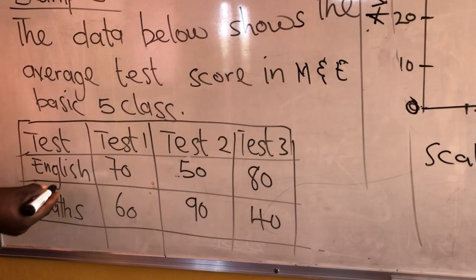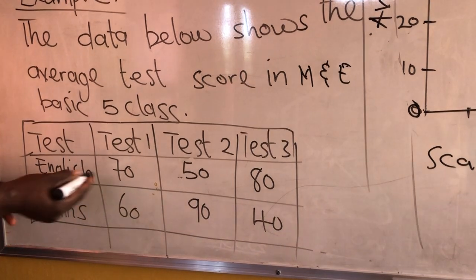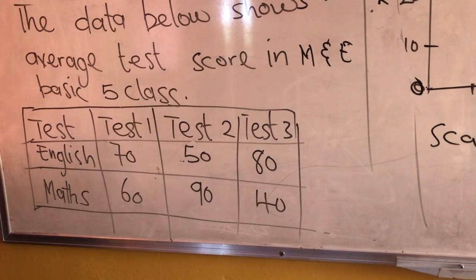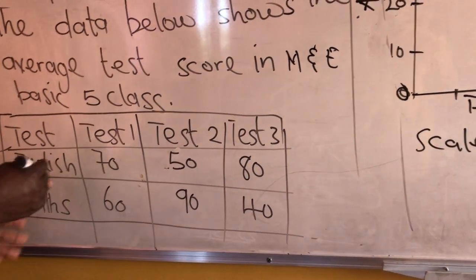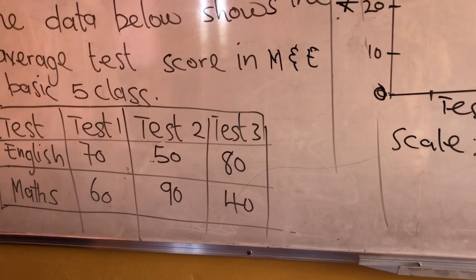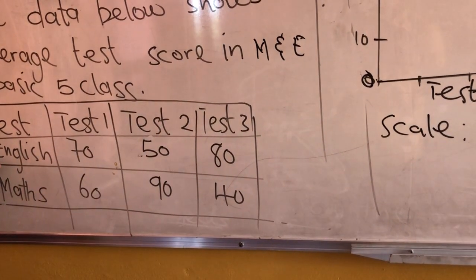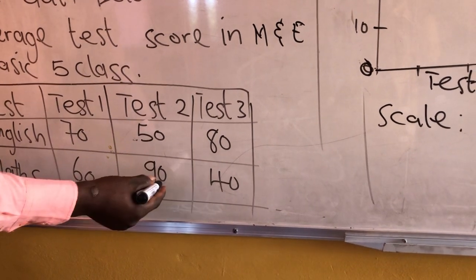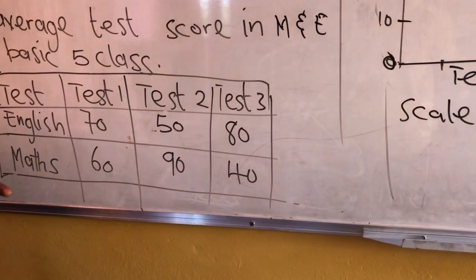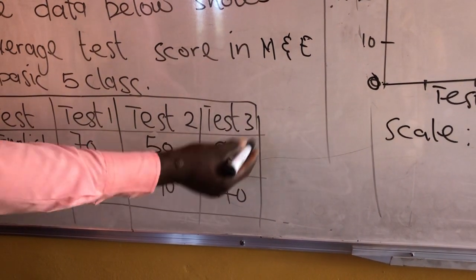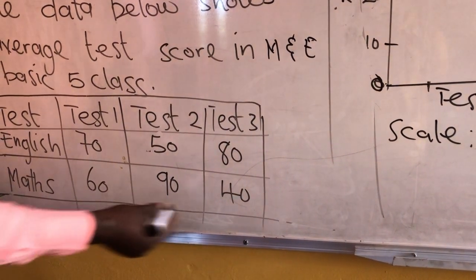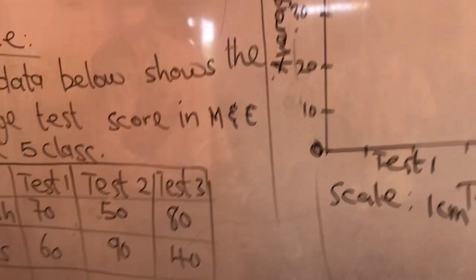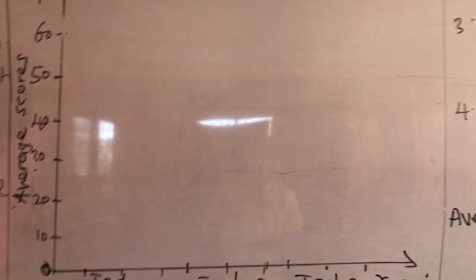And test 1 in English language, you score 70, and then test 1 in mathematics, you score 60. So you see, two subjects moving together. That's why it's double. So test 2 is 50 in English language, and mathematics is 90%, right? And test 3 in English we have 80%, and then maths is 40%.